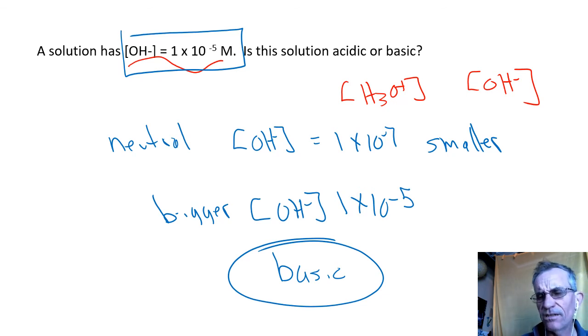The math doesn't have a lot of steps or a lot of converting, but knowing in your head what these numbers mean is where people can get a little goofed up. All right, hopefully this is making sense.